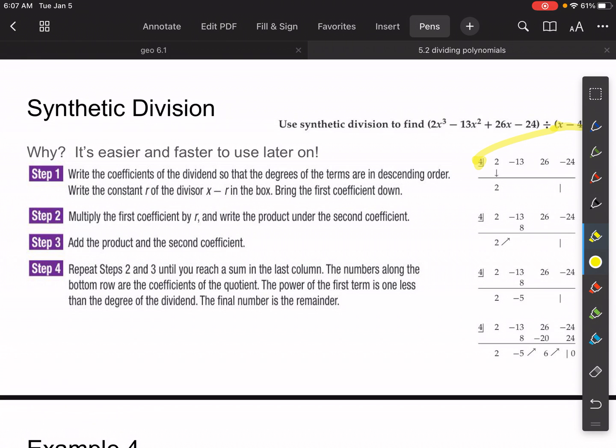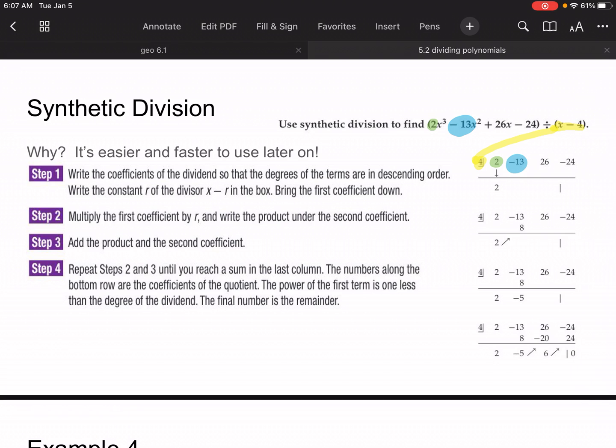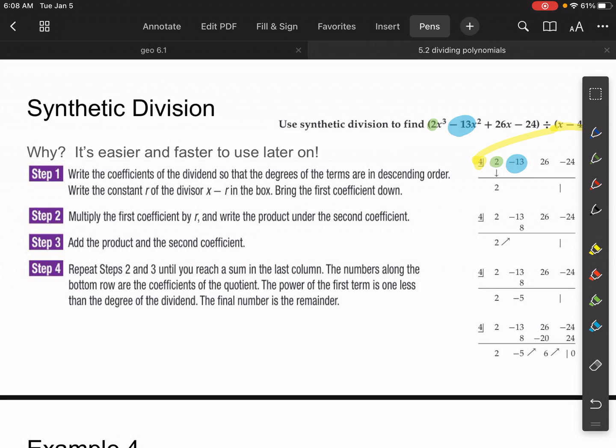Then notice what they did. They took the coefficients in front of each piece, right? So 2 went here. Okay, the negative 13 went here. The 26 from up here came down here, the negative 24, I think you get the point. Okay? So once you've done that and set it up, then what you're going to do, it's very simple after that. You're going to bring the first term down. So you bring the 2 down in this case.